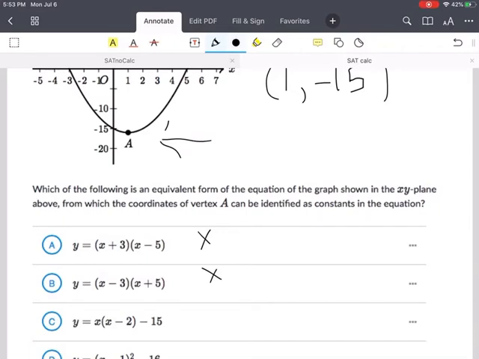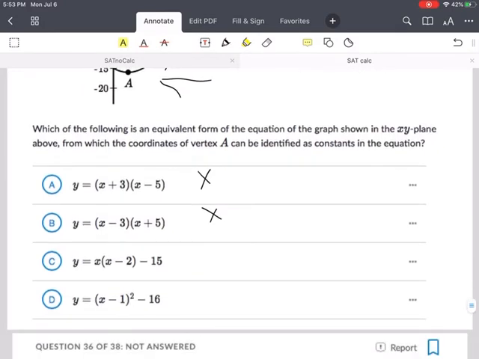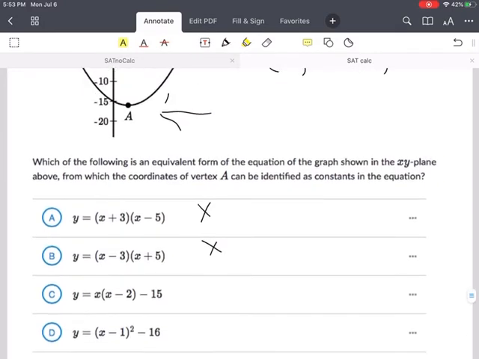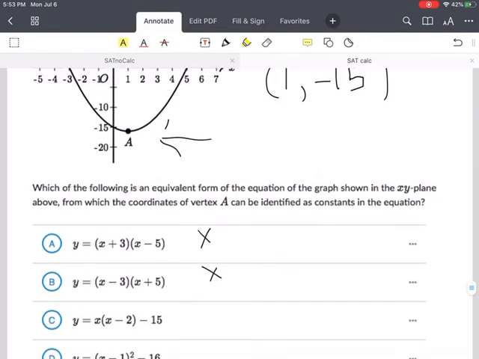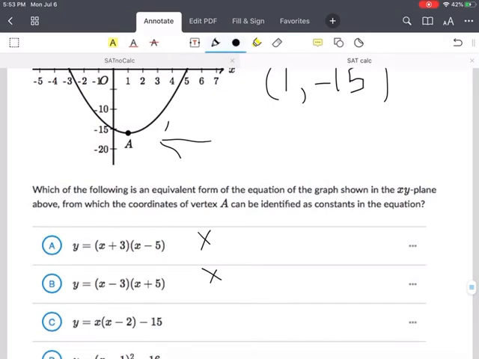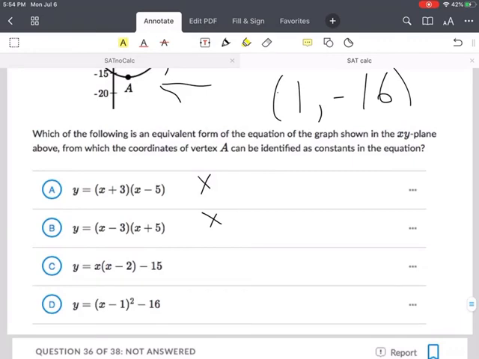This may be the right answer. And D might be the right answer too, right? They're both approximately close to what we have here. But when I'm looking at these, it looks like perhaps the coordinates may be 1, negative 16. So just by eyeballing it, I would go with the letter D.